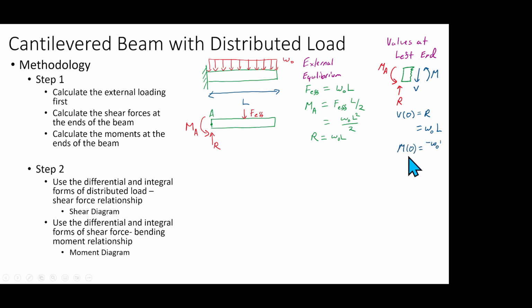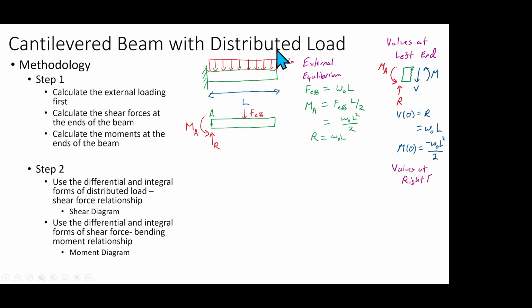Second law. M of 0 is going to be, okay, so this is the M. It's going in the same direction as MA. So that's going to be just the negative of whatever MA is, and that's W naught L squared over 2. So minus W naught L squared over 2.